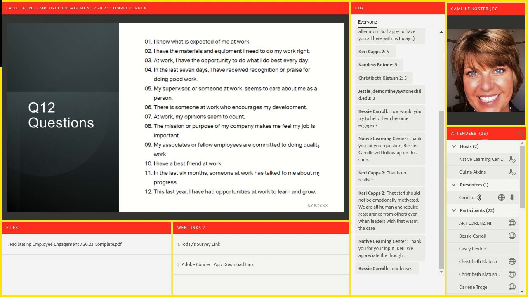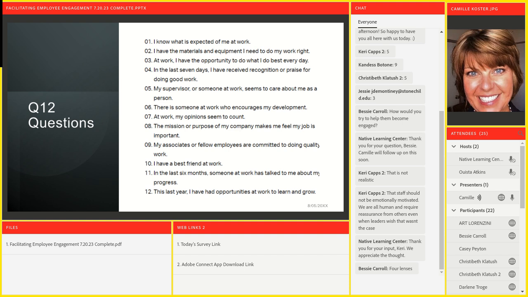The next one, in the last 7 days, I've received recognition or praise for doing a good job. We know that from just the idea of rewarding and praising, we can't just say good job. We need to be saying very specific things. Hey, good job on facilitating that workshop last week. Hey, great job on getting that report done. Not just an overall good job, but give them very specific feedback. The next one is, someone at work cares about me.